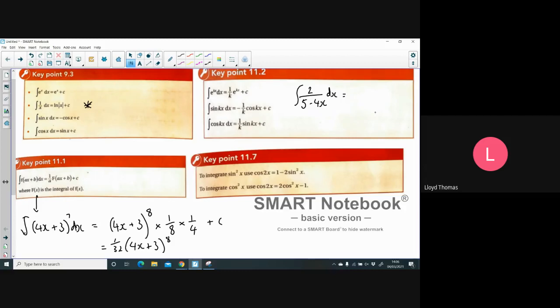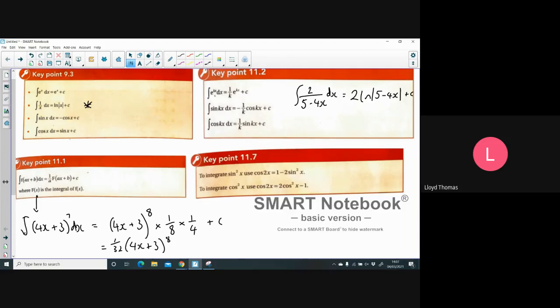Now, first of all, the 2 on the top is sort of timesing the whole function, so that can stay. You can bring the 2 outside the integral, or your answer is just going to be 2 times everything. It's the same as saying 2 times 1 over all of this on the bottom. So that's 2 times ln, when you integrate, of 5 minus 4x, in a modulus symbol technically, plus c.